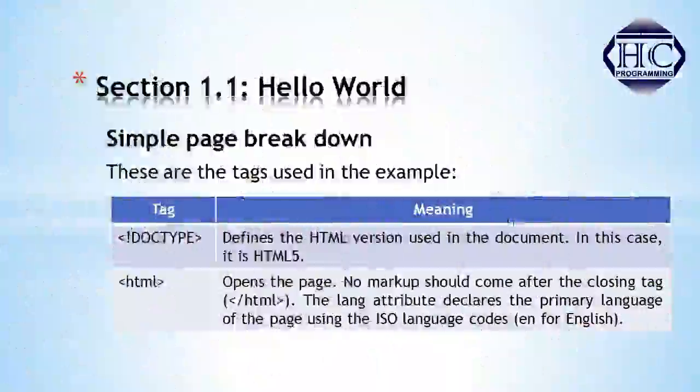Simple page breakdown. These are the tags used in the example. The doctype tag defines the HTML version used in the document. In this case, it is HTML5. The HTML tag opens the page. No markup should come after the closing tag, </html>. The lang attribute declares the primary language of the page using the ISO language codes, en for English.